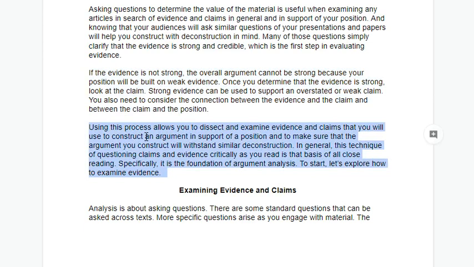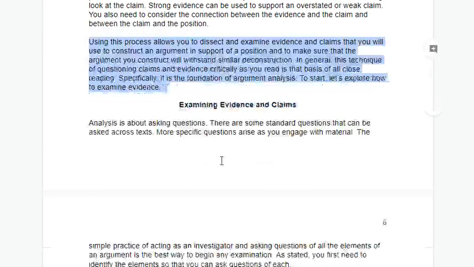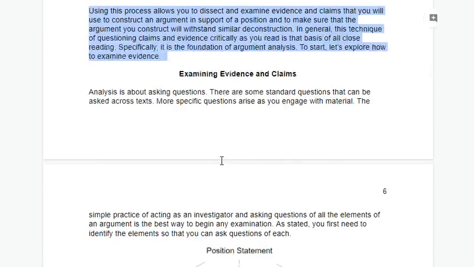Using this process allows you to dissect and examine evidence and claims that you will use to construct an argument in support of a position, and to make sure that the argument you construct will withstand similar deconstruction. In general, this technique of questioning claims and evidence critically as you read is the basis of all close reading. Specifically, it is the foundation of argument analysis. To start, let's explore how to examine evidence.